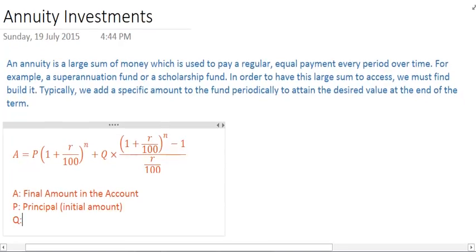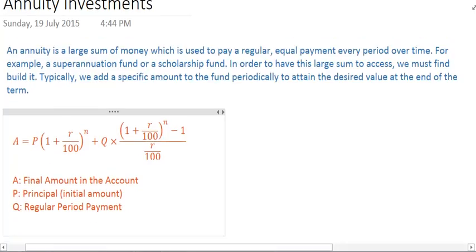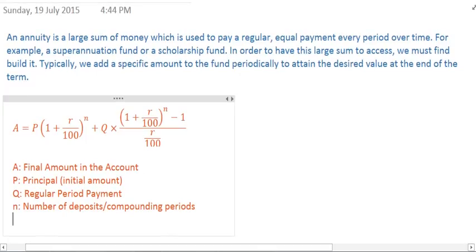Our newest variable is Q. Q is the regular periodic payment. It will depend, again, in the future whether you're making this payment weekly, fortnightly, monthly. Those are generally the best options though. Also in the equation we've got N. N is the same as it was with compound interest, so the number of deposits slash compounding periods. Those will be the same.